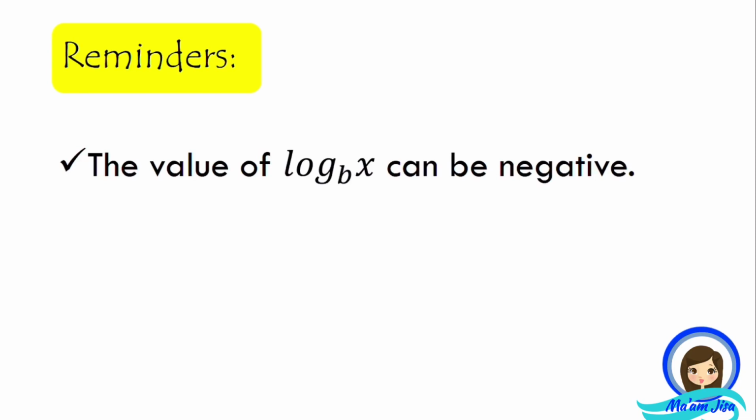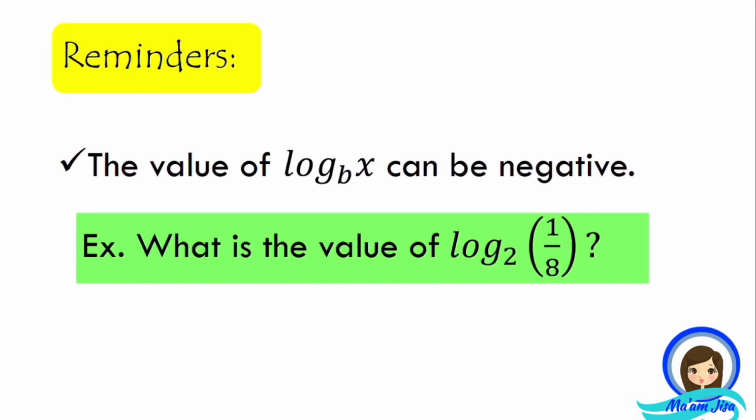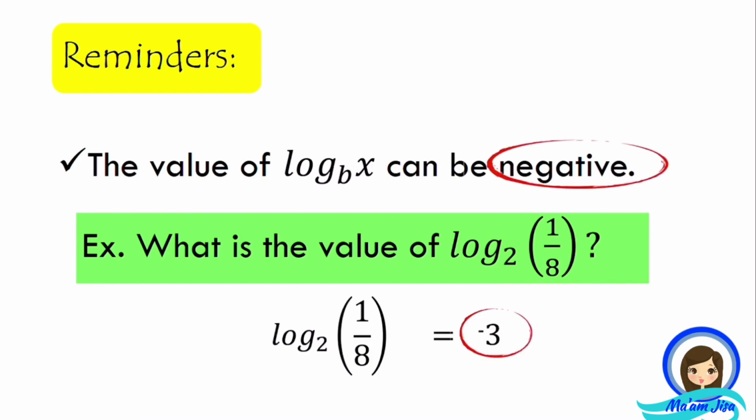The value of the logarithm of x to the base b can be negative. For example, if we try to evaluate the log of 1/8 to the base 2, we ask, what power of 2 gives 1/8? The answer is negative 3. Negative 3 is a negative number. Take note that the logarithm of a number cannot be negative. However, the value of the logarithm of a number can be negative.